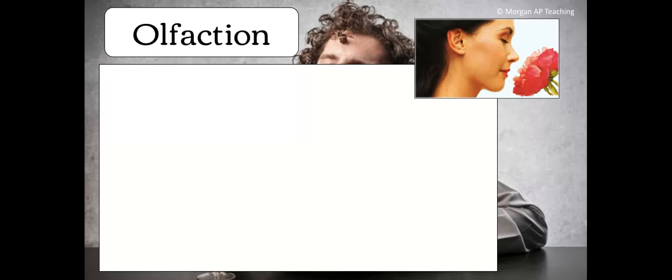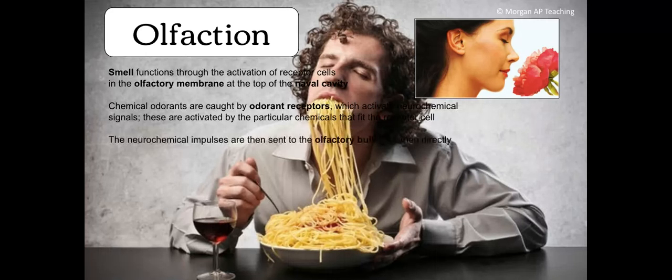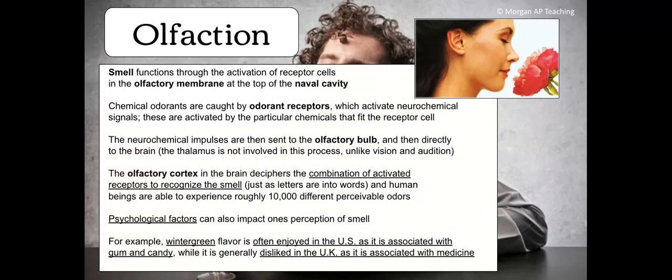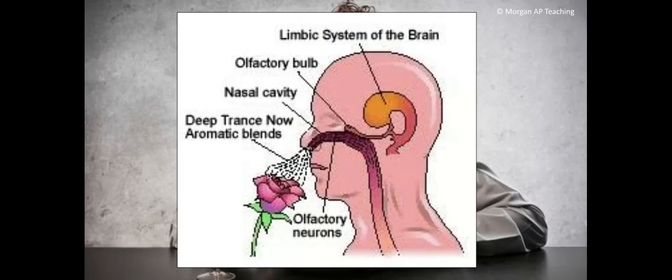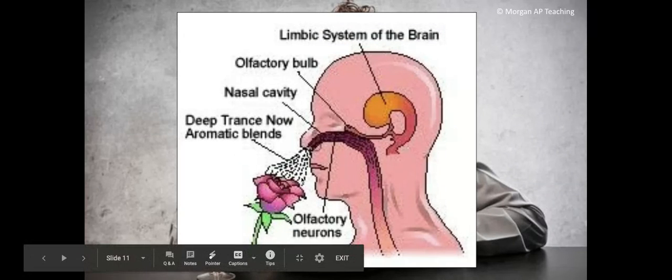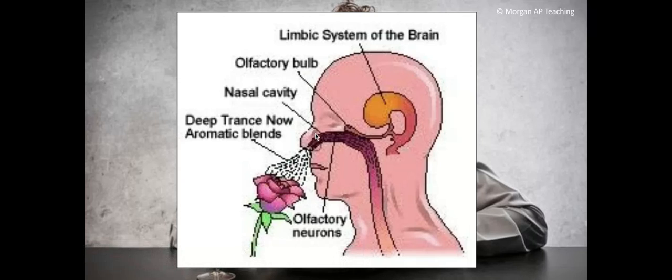Slide here. Write this one down. And here's how smell works. We take in the scent in that nasal cavity. The olfactory neurons will take in the scent, push it through the olfactory bulb, up into the limbic system, and that's how we get our sense.